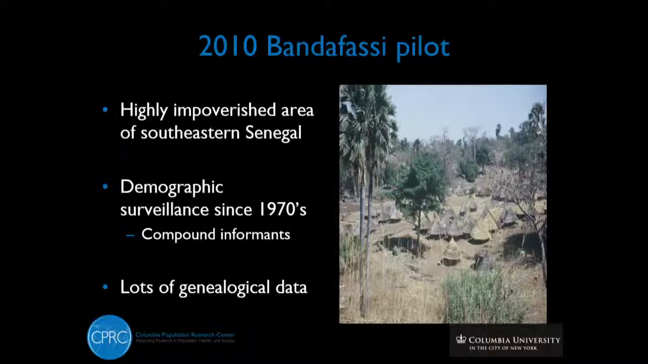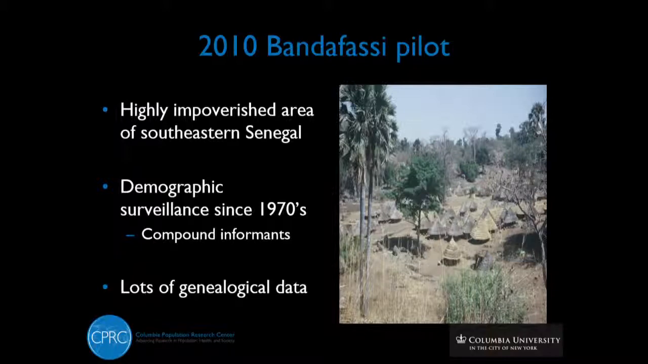The site is at the southeastern tip of Senegal, a very remote place, very highly impoverished, but demographic surveillance has been going on since the 1970s. So we have very long-standing data on adult mortality. On top of it, we have very detailed genealogical data, because this research site started as a study of malaria, and they were very interested in knowing who was related to whom within the population.